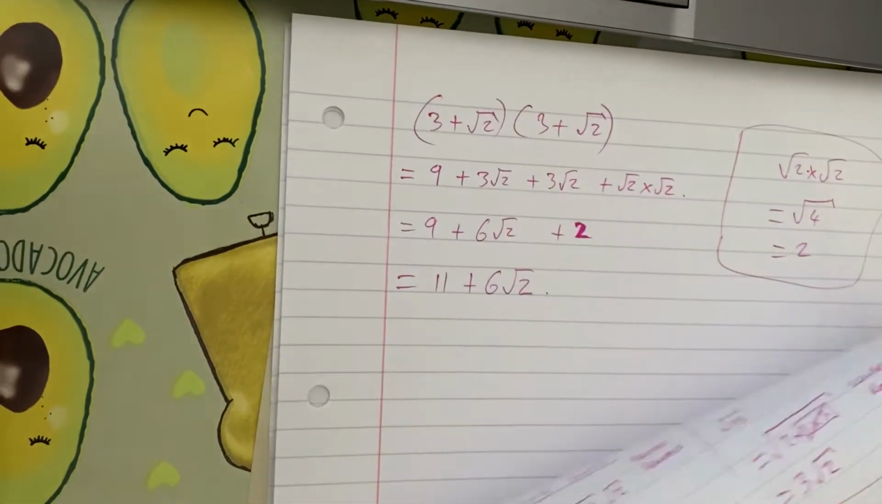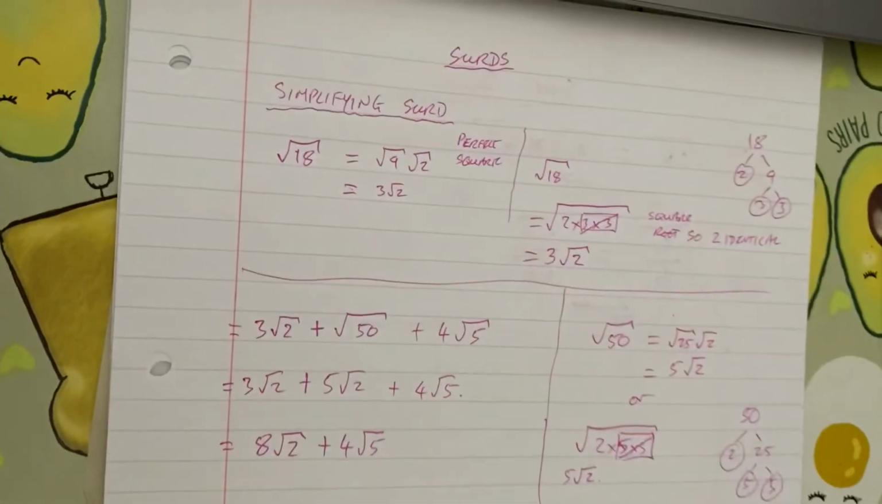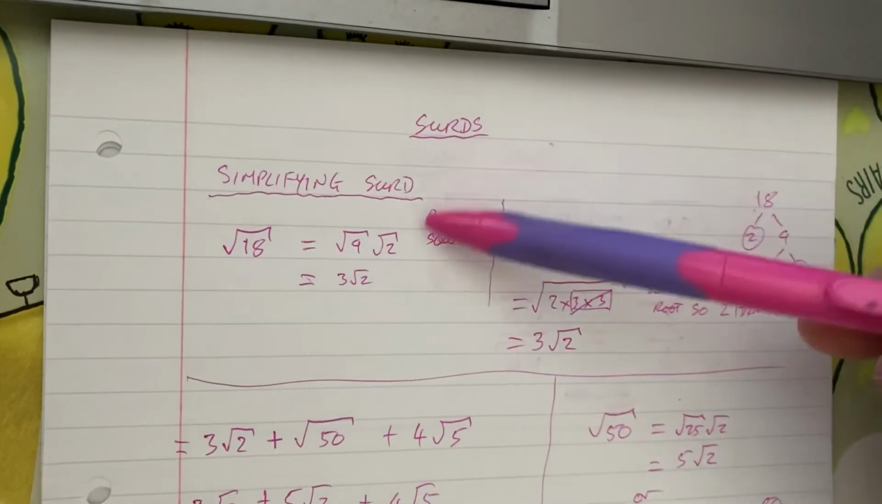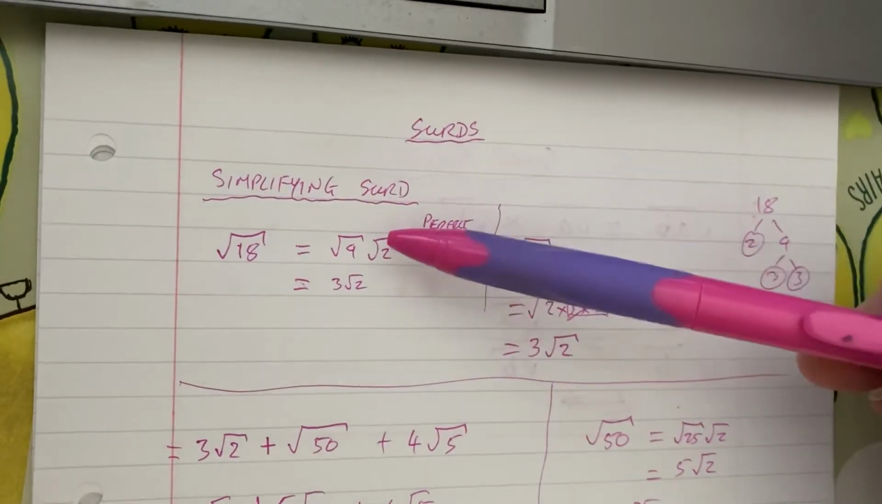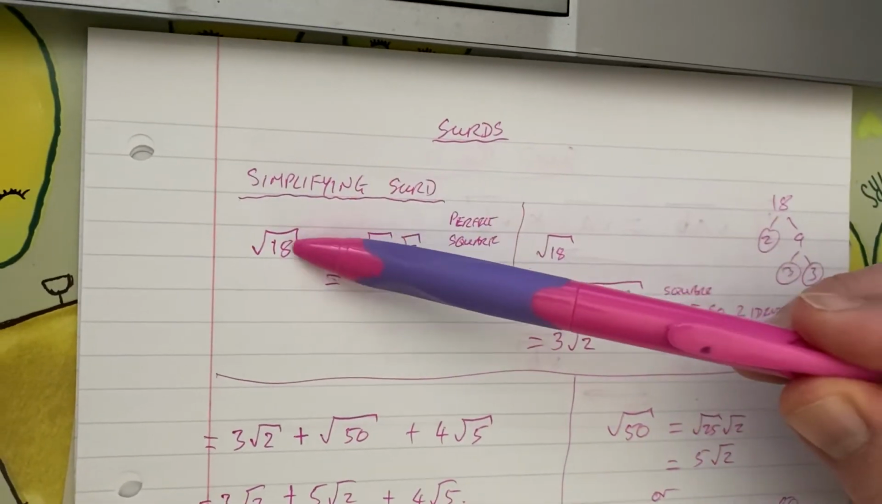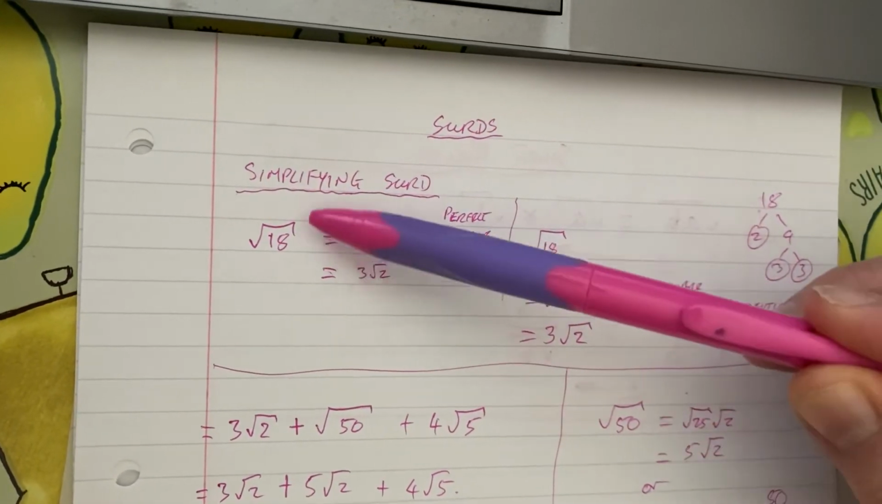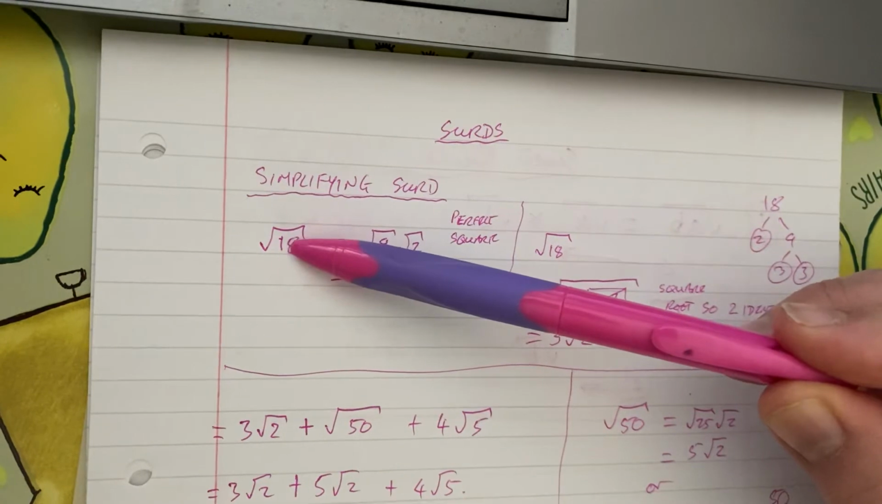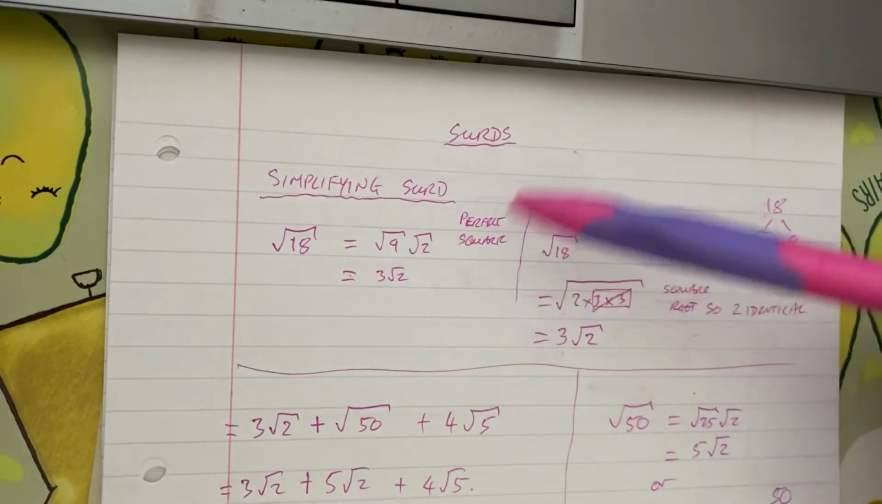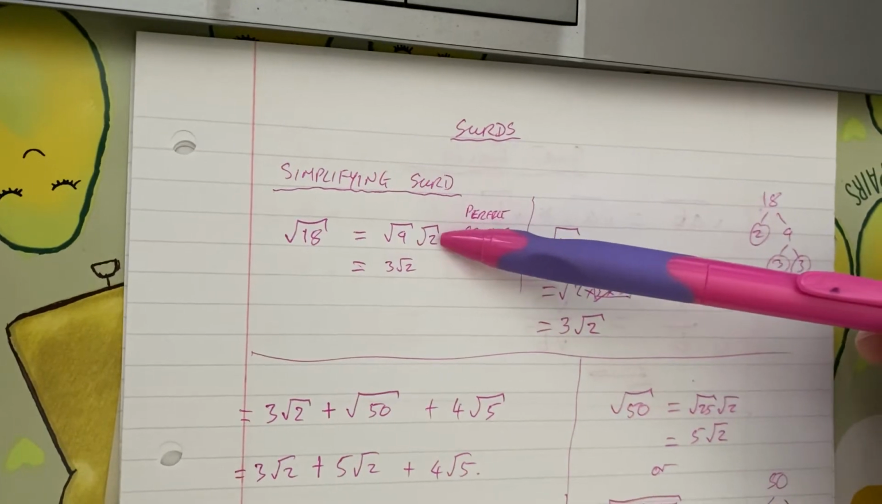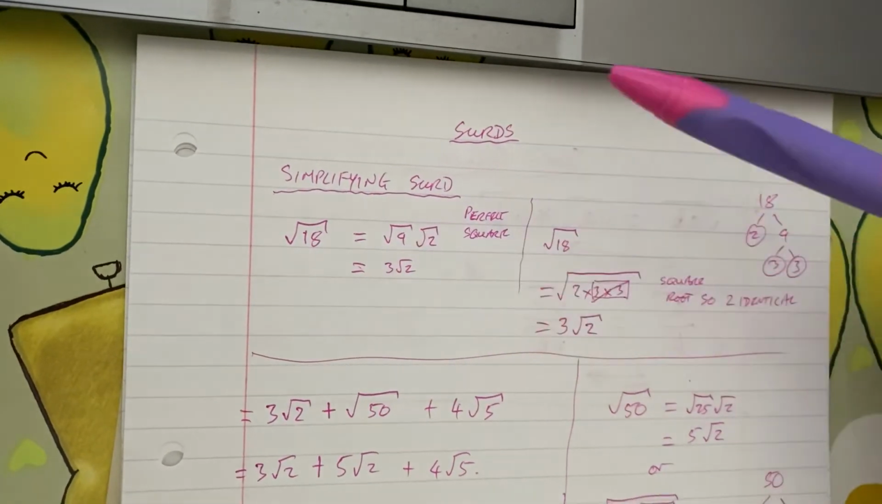So, having a look at some of these surds. So simplifying surds, I have a couple of methods. If you know your perfect squares, you can use your perfect square method. So 18, the biggest perfect square that goes into 18 is 9. So 18 is 9 times 2. So we can split it up using our surd rule from the previous page. Square root of 9, square root of 2. Square root of 9 is 3, so it's 3 root 2.